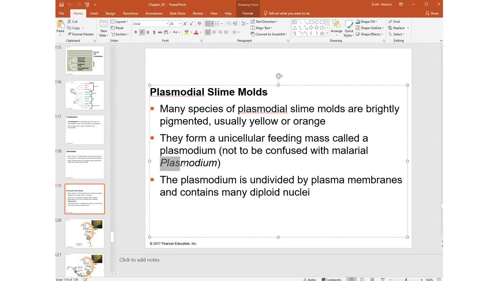But you shouldn't confuse it with Plasmodium, the one that causes malaria. It's unfortunate that they use this term plasmodium for these feeding masses in the slime molds. But don't confuse it with the Plasmodium that causes malaria. That's actually in the alveolate group. Remember. So this plasmodium structure is basically undivided by plasma membranes. It contains a lot of diploid nuclei. Diploid means, remember, it has two chromosomes in every chromosome pair.